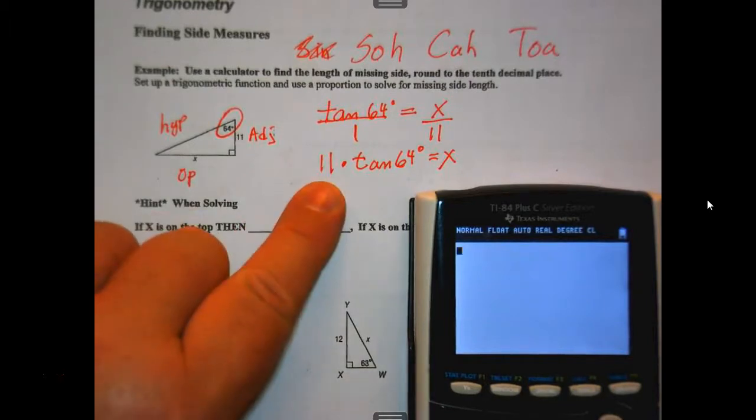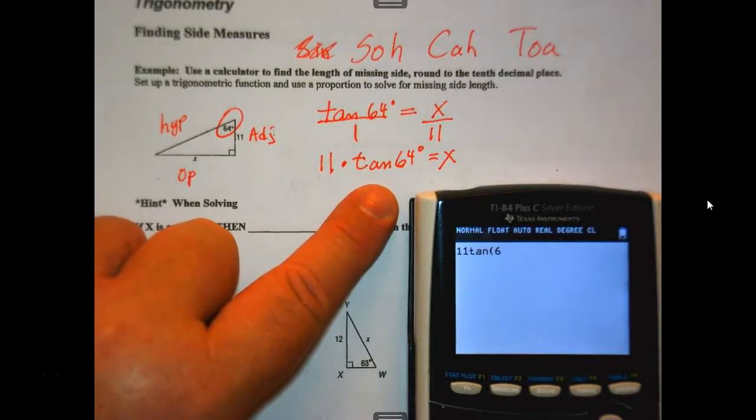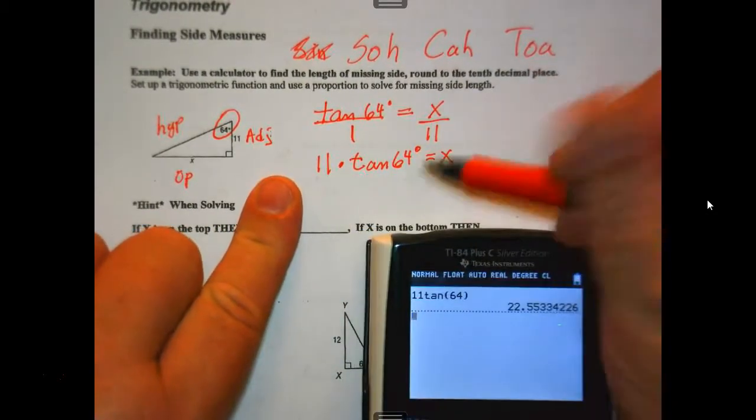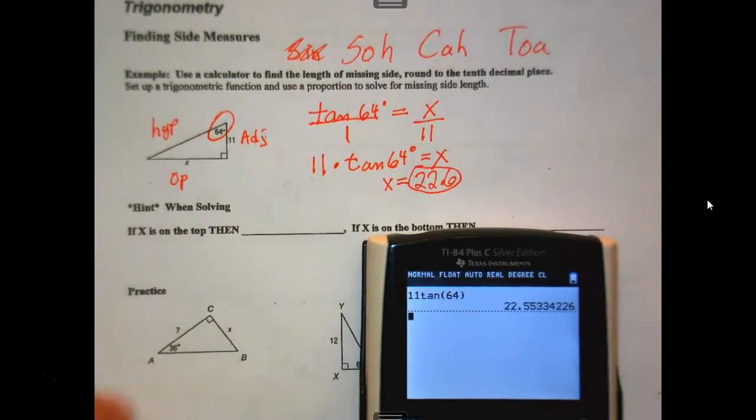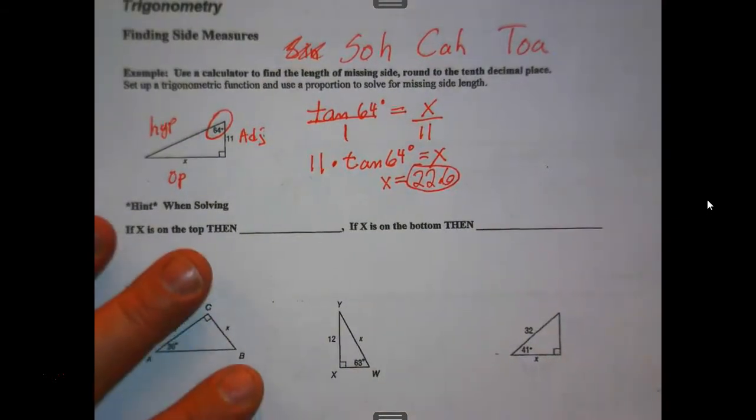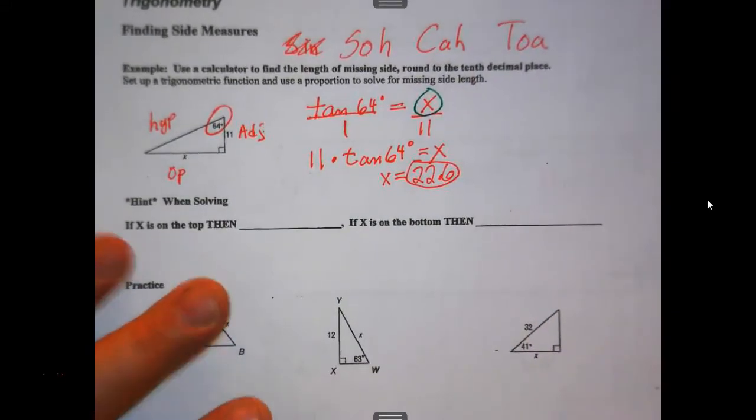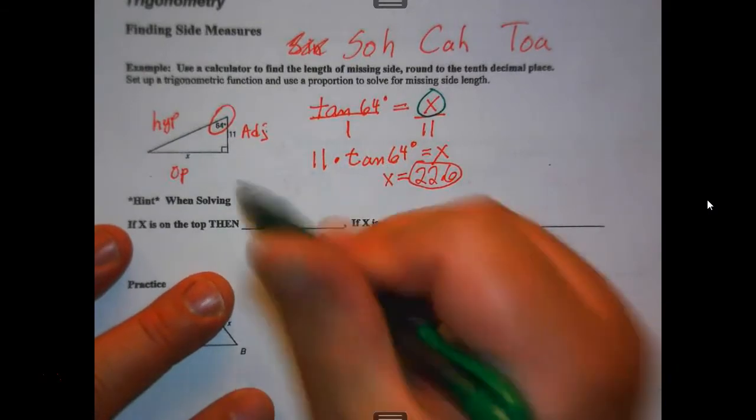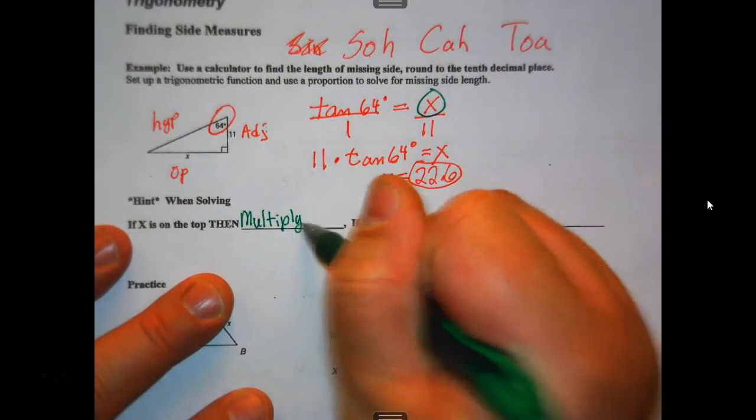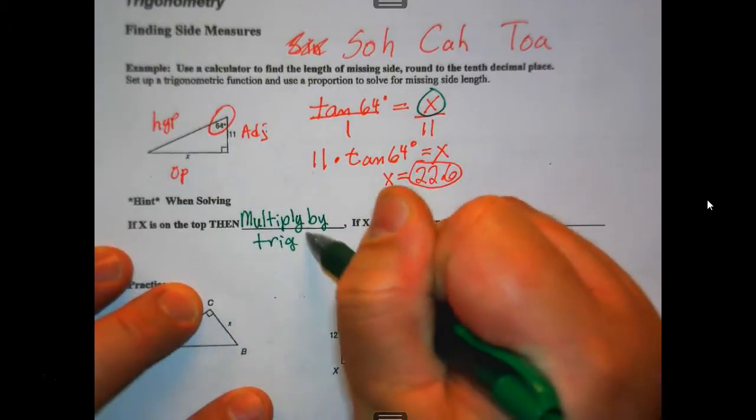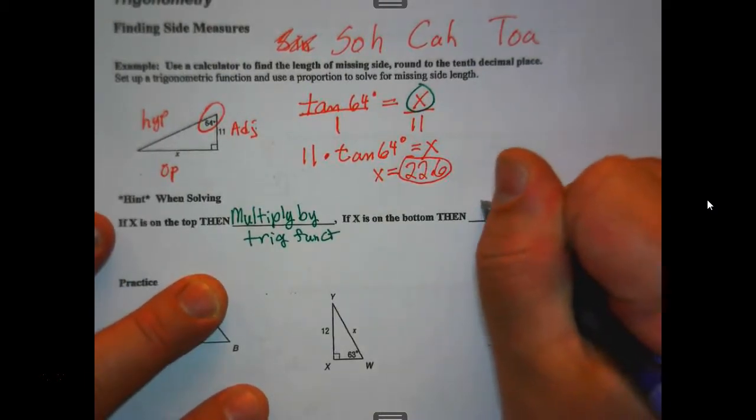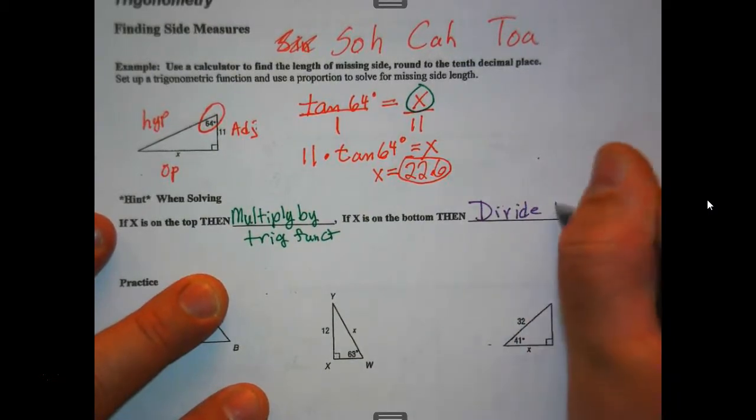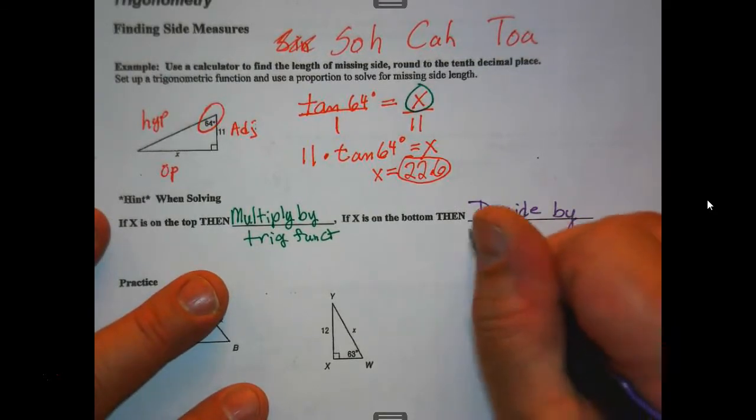Okay, so you're going to take 11 times tangent 64, and you get 22.5. We're supposed to round to the nearest tenth. Now, notice here that my X is in the numerator, right? When it's in the numerator, I multiply by the trig function. It makes sense that if my X is in the denominator, you're going to divide by the trig function.